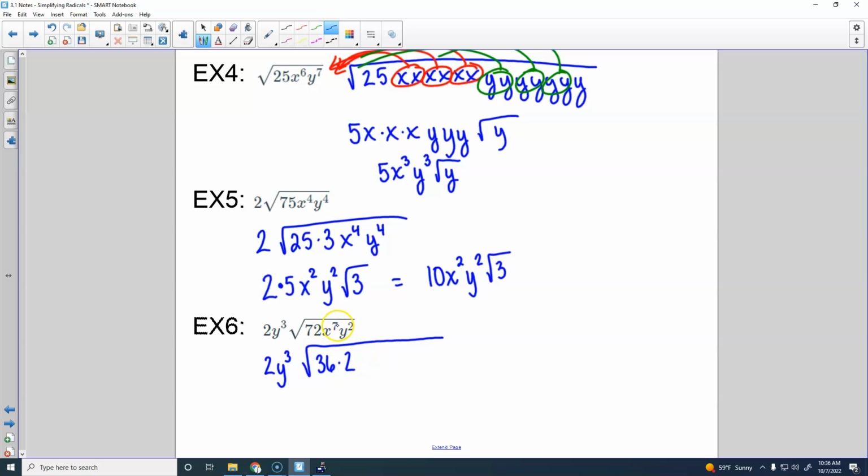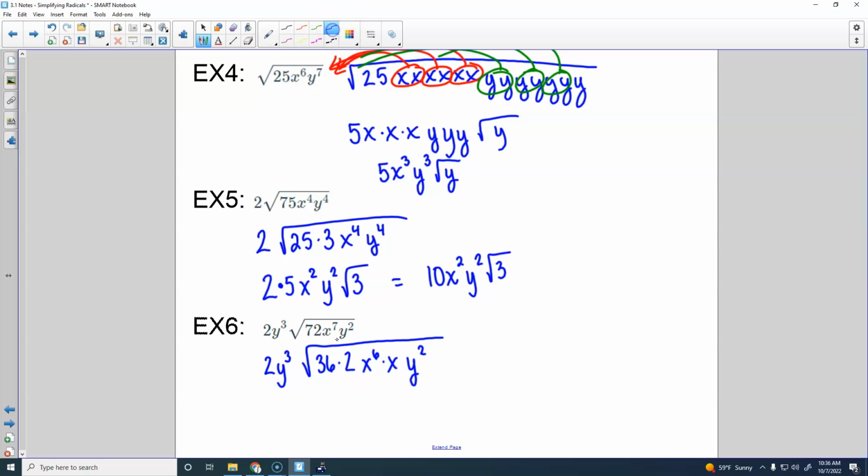I've got x to the 7th. So what I'm going to do with it, because it's an odd number, I'm going to make it x to the 6 times x. And then I've got my y squared. It's even, so I'll leave it like it is. So I got 7. Because it's odd, I just go down to the next even number and write my extra straggler x alone.